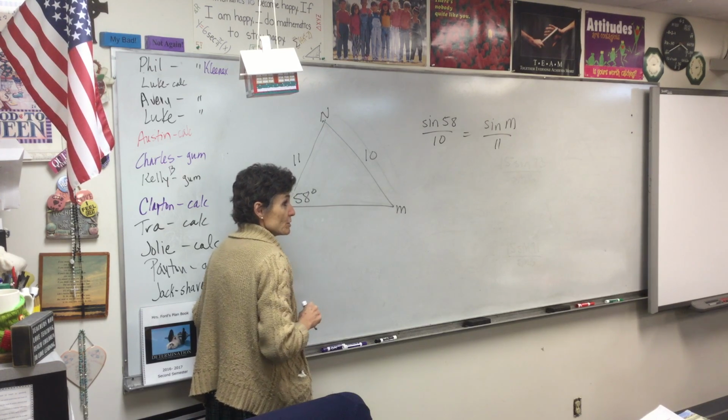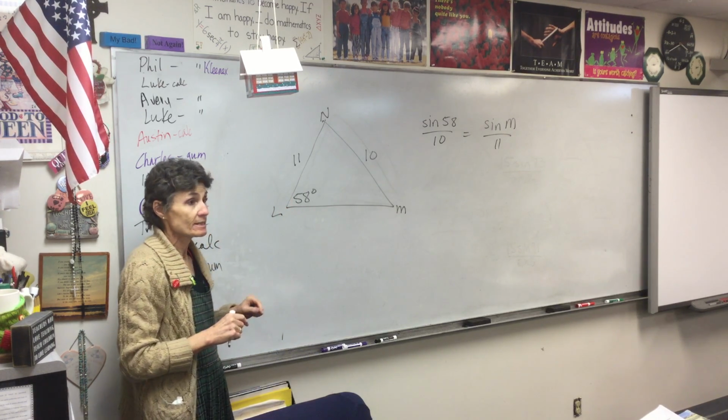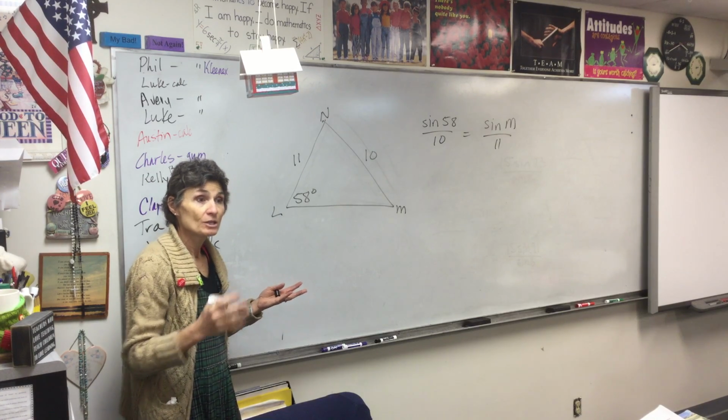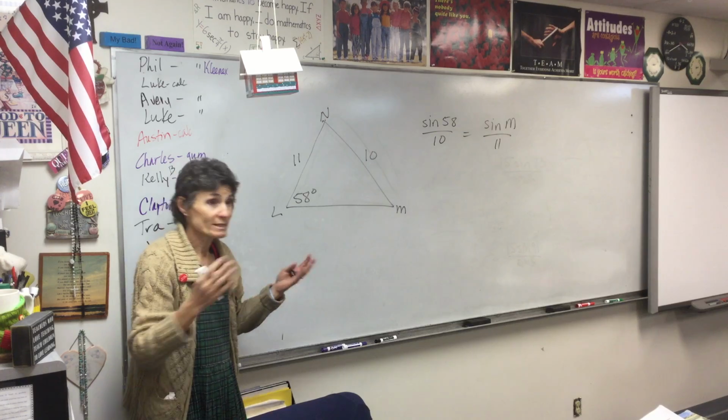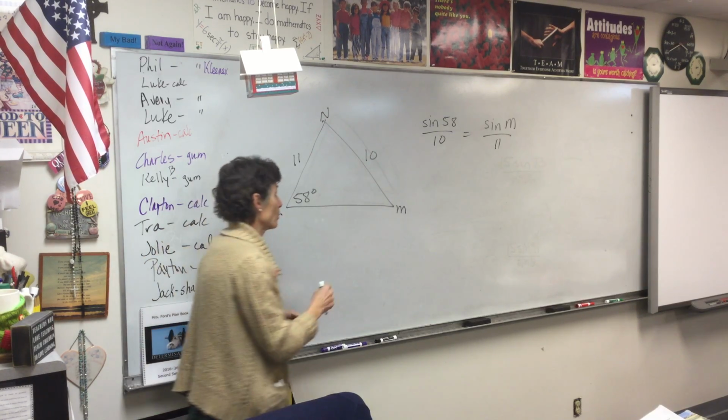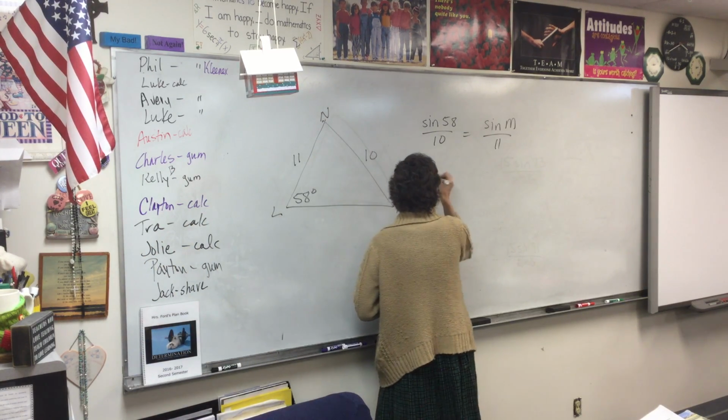And the reason you weren't allowed to use it is it's called the ambiguous case. It might have two answers, and it might not. But you always got to check and see. So here's how that works. Let's go ahead and solve this.